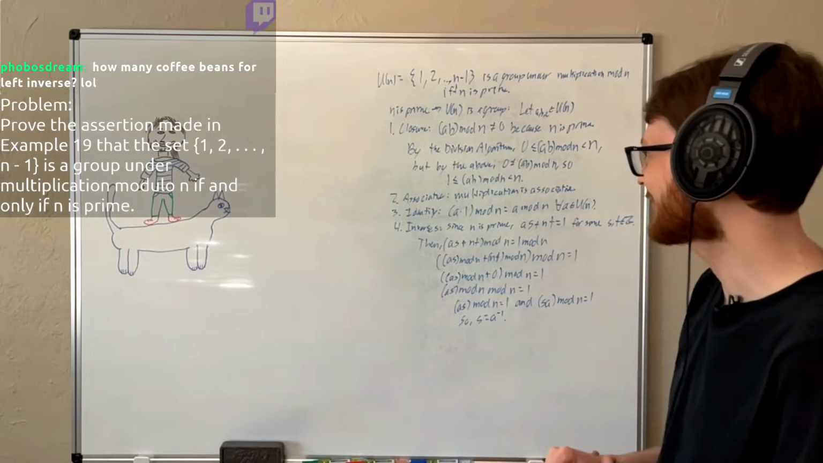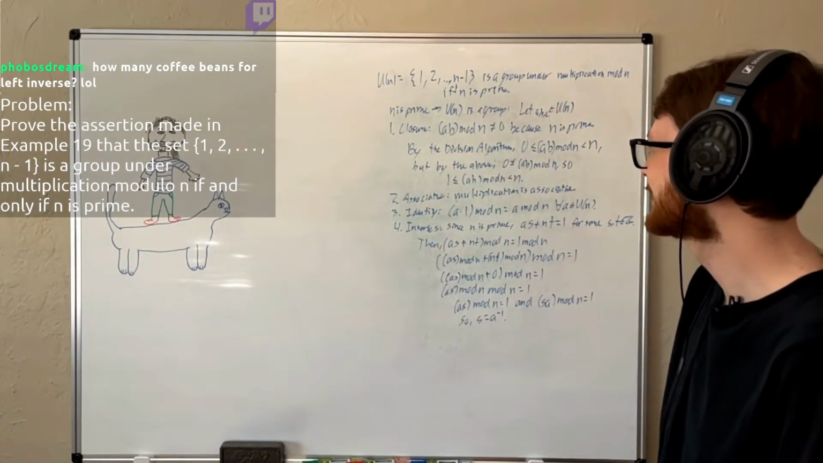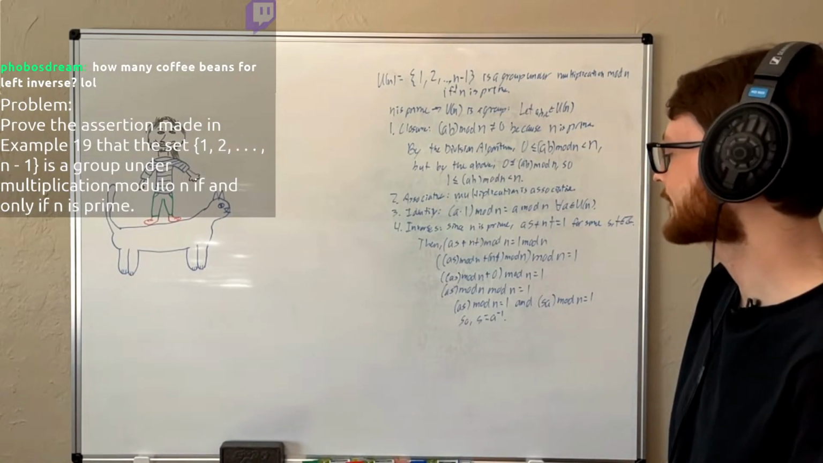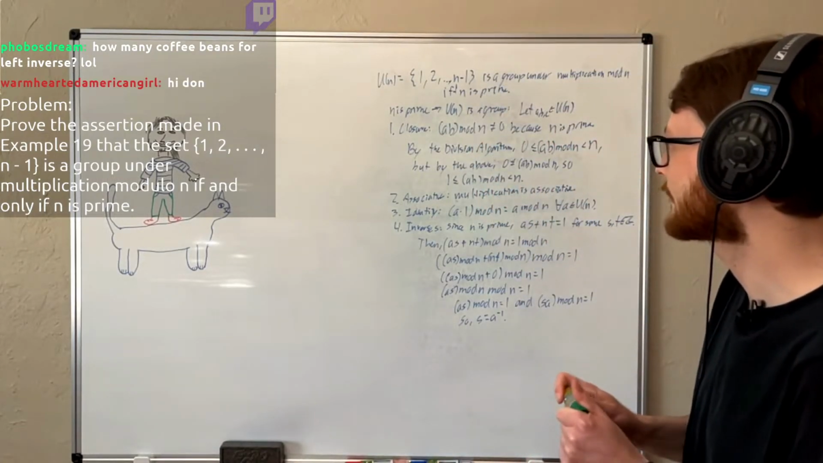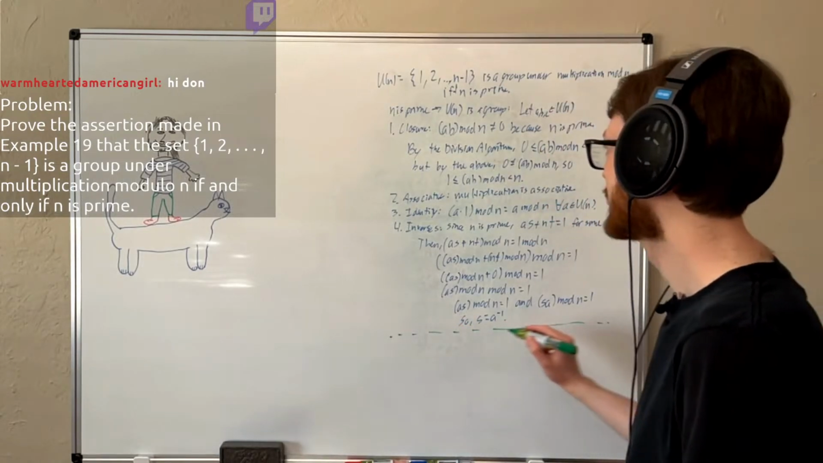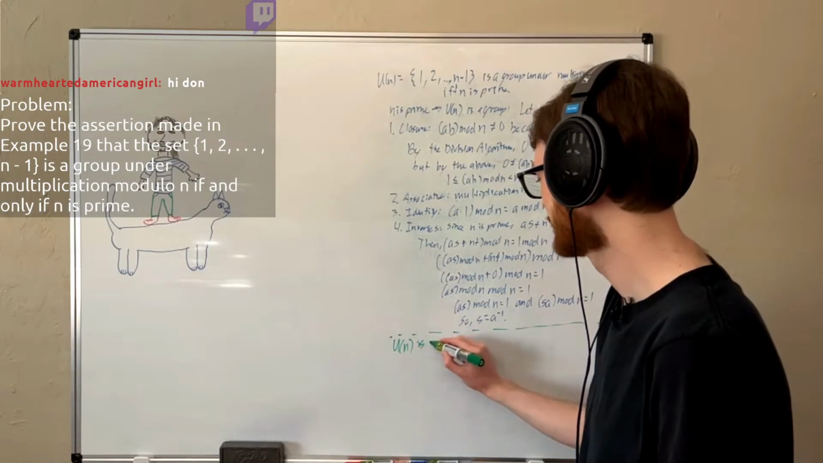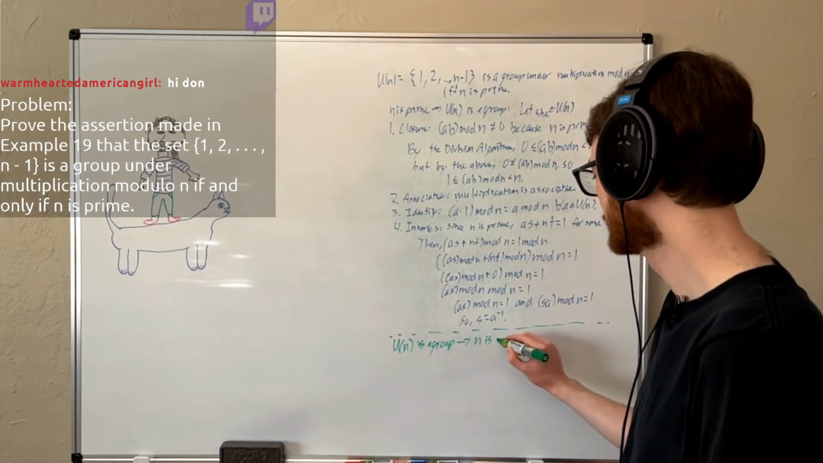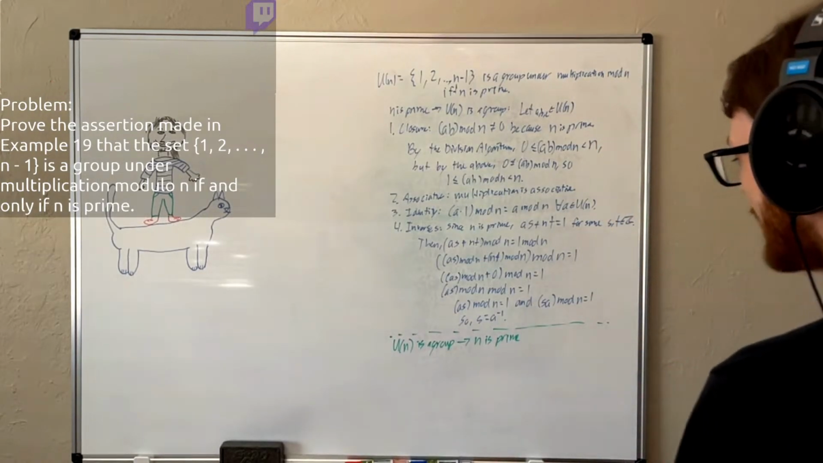Okay, so I think I'm happy with this for that direction. I think the reverse direction might not be that bad. I think I had an idea when I first started writing out the closure part for part 1. I don't really remember now though. So if we're given that U of n is a group now, then we have to know that n is prime.